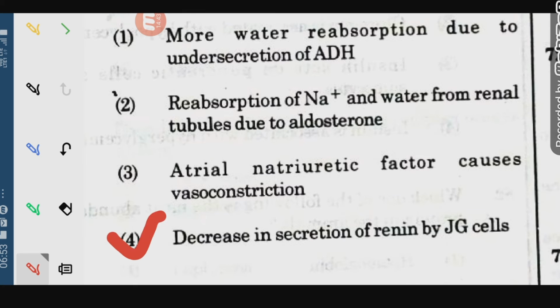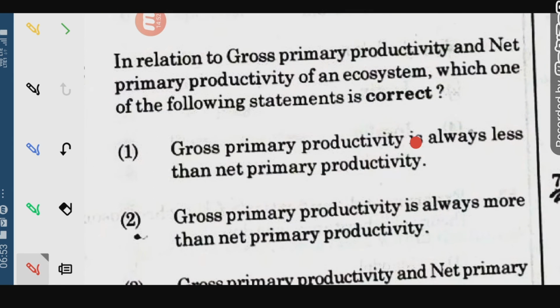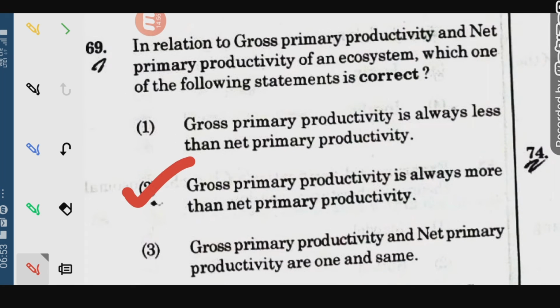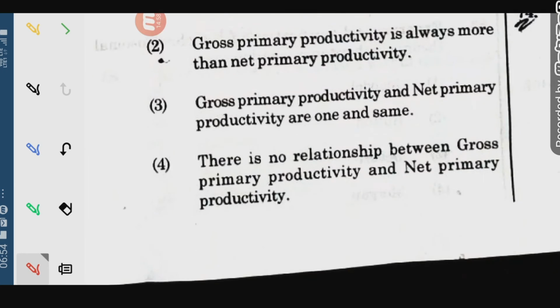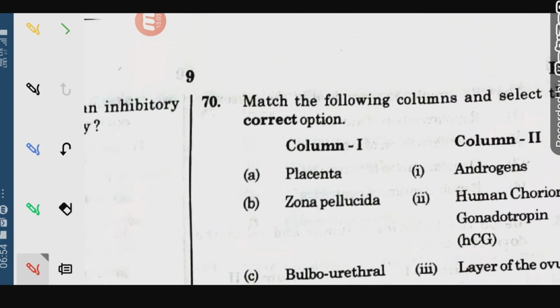So, the next one, the gross primary productivity is always more, we know that. So, this would be the correct answer. Next one, placenta is associated with human chorionic gonadotrophic hormone. A should be matched with second point. Okay, option 4.